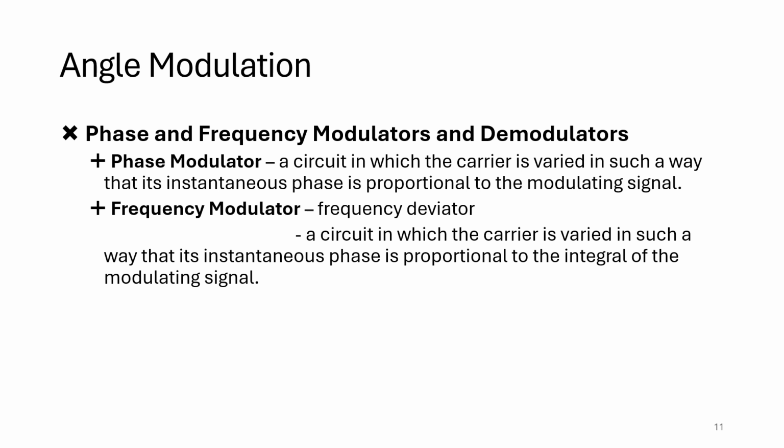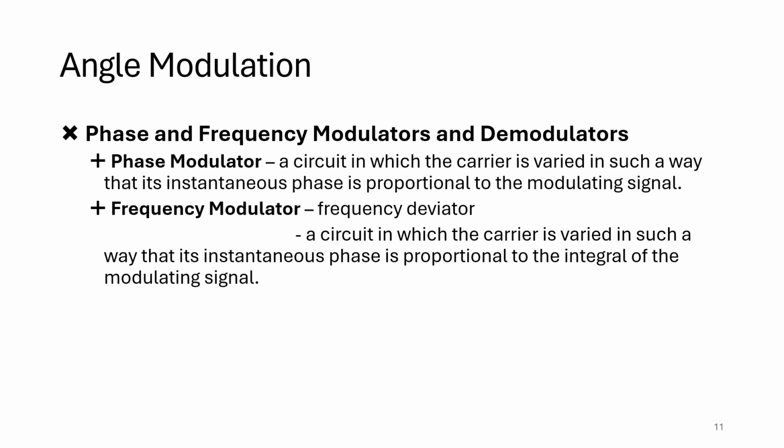Okay, so for phase modulator, this is a circuit in which the carrier is varied in such a way that its instantaneous phase is proportional to the modulating signal. However, for a frequency modulator, we usually call this a frequency deviator. This is a circuit in which the carrier is varied in such a way that its instantaneous phase is proportional to the integral of the modulating signal. So for PM, the unmodulated carrier is a single frequency sinusoid and is commonly called the rest frequency.